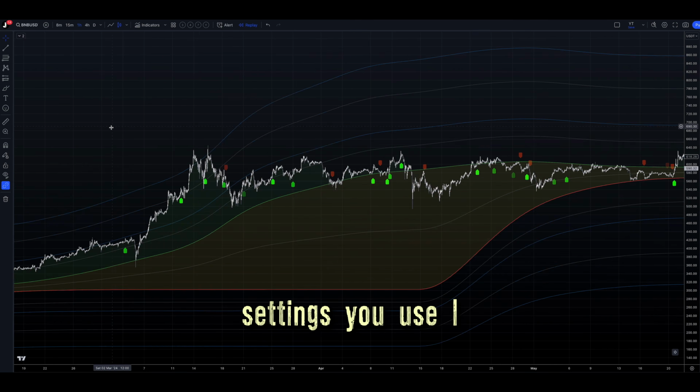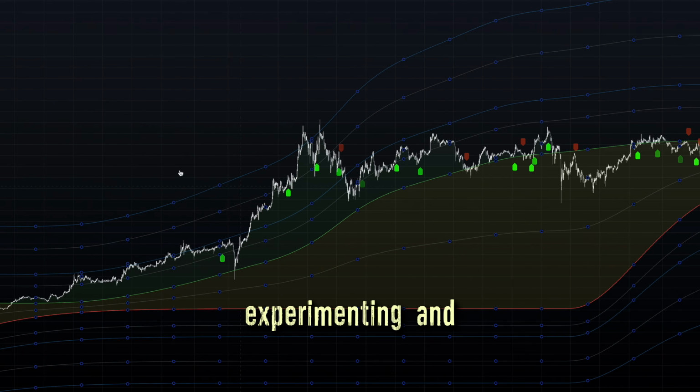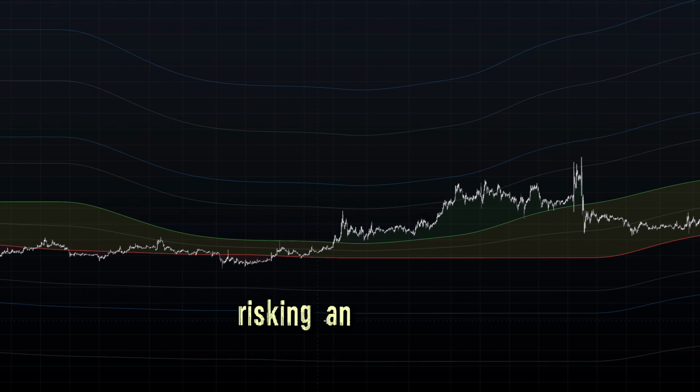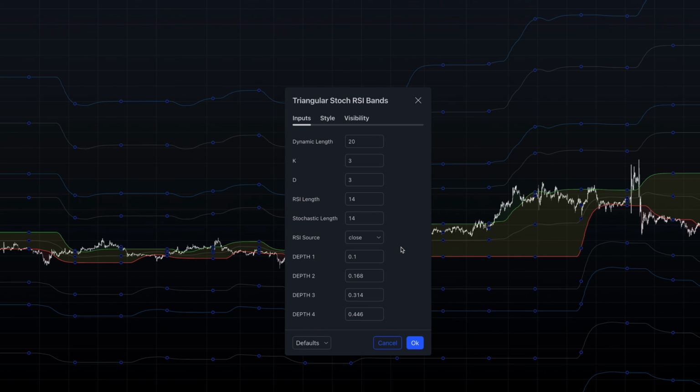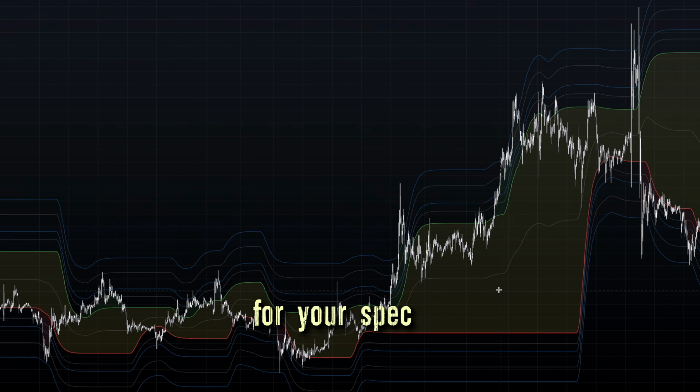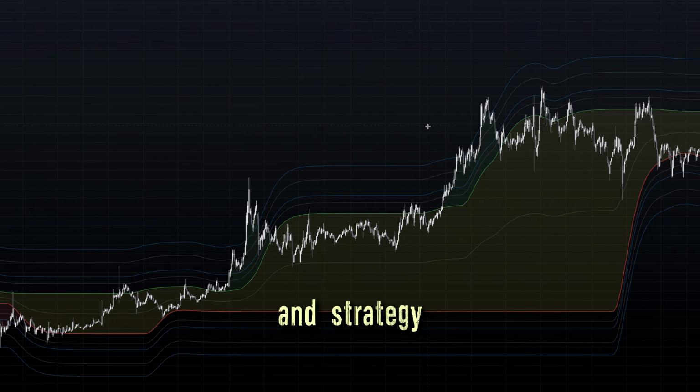No matter what settings you use, I always recommend experimenting and backtesting before risking any of your hard-earned money. What looks good on one instrument might not translate perfectly to the market or time frame you're trading, so do your due diligence in ensuring the settings are properly calibrated for your specific trading conditions and strategy.